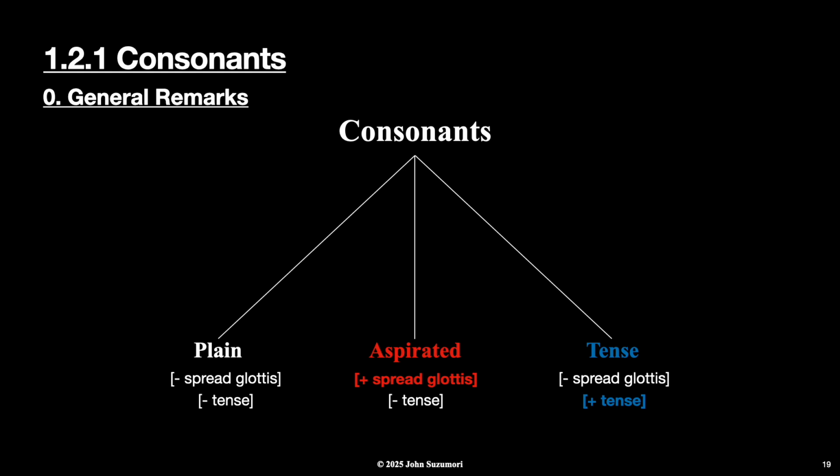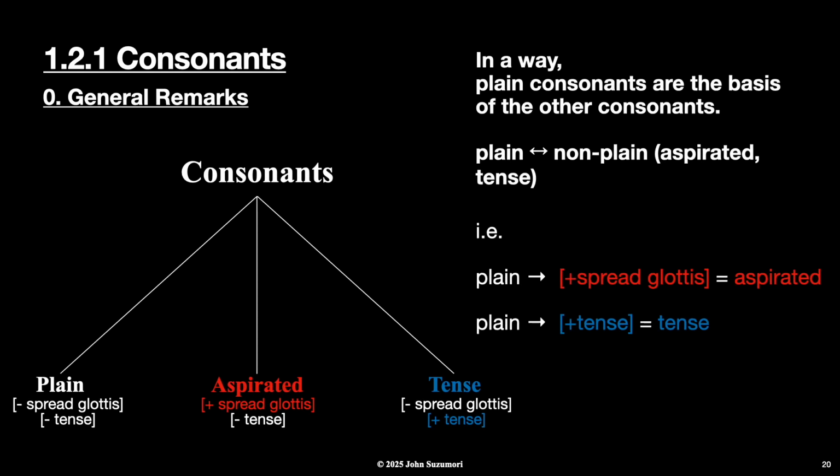Note that only plain consonants have negative value in both features. By contrast, aspirated and tense consonants contrast with each other in terms of their proper features. Therefore, in a way, we can assume that plain consonants serve as the base of the two non-plain consonants. That is, if we tweak one of the two binary values from plain consonants, we can derive either aspirated or tense consonants.